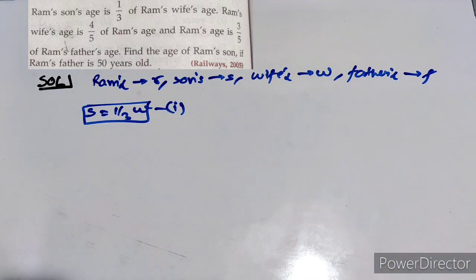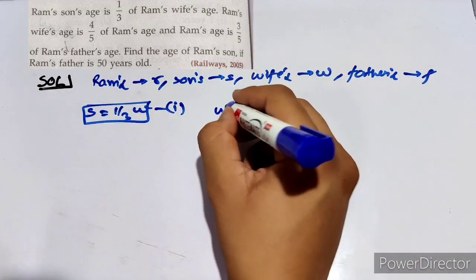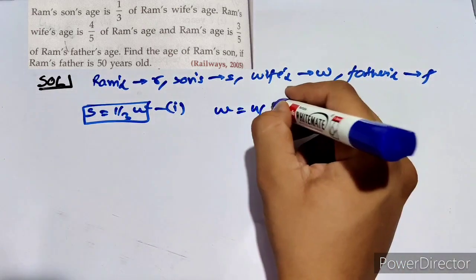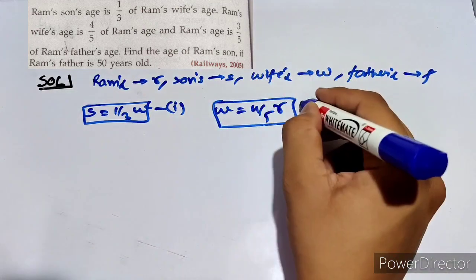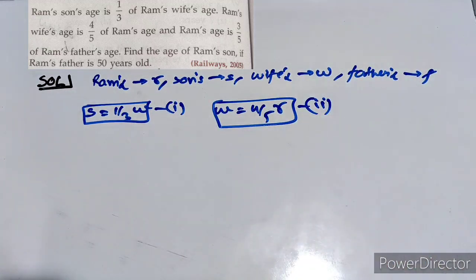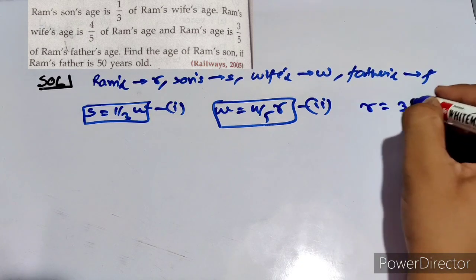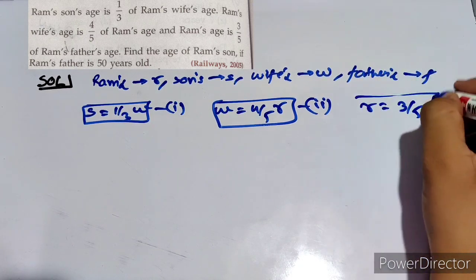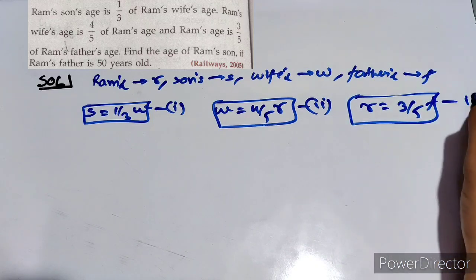Ram's wife's age is 4/5 of Ram's age. Then third is Ram's age is 3/5 of Ram's father's age. This would be the third equation.